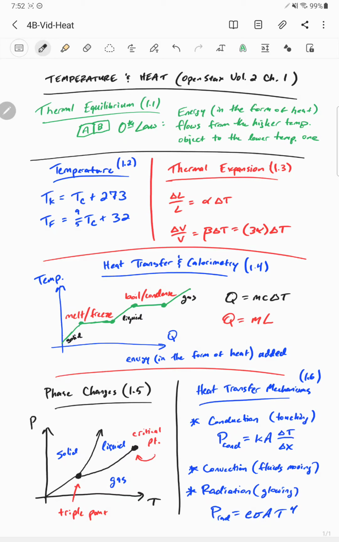Hello! In this video I'm going to go over the equations from the first chapter in Volume 2, Chapter 1 of OpenStax. This is on temperature and heat. I'm not going to go over any example problems in this video. I wrote down the section number of each section that I'm going to talk about, so I'll just go in order, section 1.1 and then 1.2 all the way up to 1.6. I wrote down the most important equations, so I'll definitely go over those and just sum up each of the sections. I'm planning on the video taking no longer than 15-20 minutes.